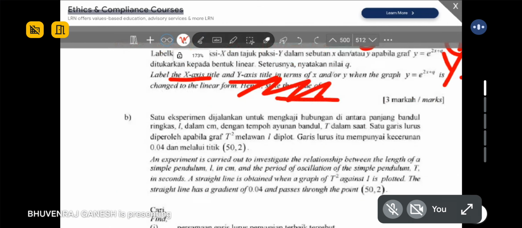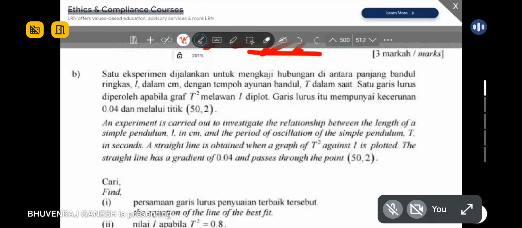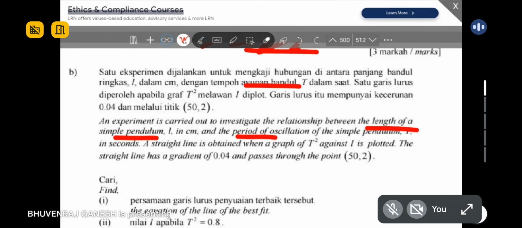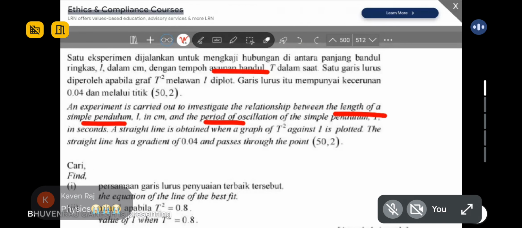Okay, all right. So next question. They are investigating the relationship between length of pendulum and period. You guys should have done this experiment. Ayunan bandul. I think you guys did it, right? Physics. You guys should know this. Okay, so T square against L. So you're going to plot this graph, guys.